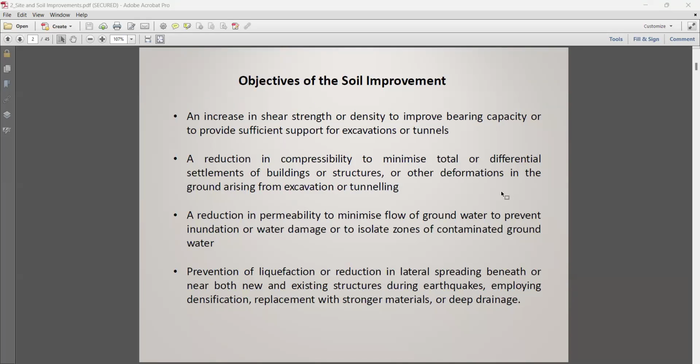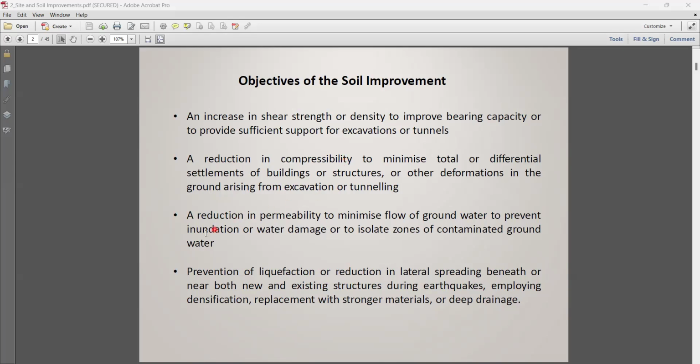Another objective is to reduce the compressibility, meaning consolidation. Imagine you construct something without improving the ground, but with time, it settles. There are consolidation settlements; you can see the Tower of Pisa, the inclining tower. That's another example.